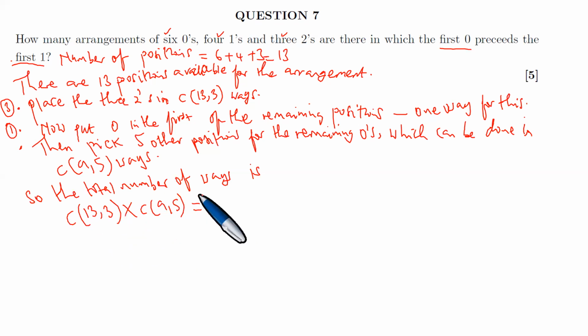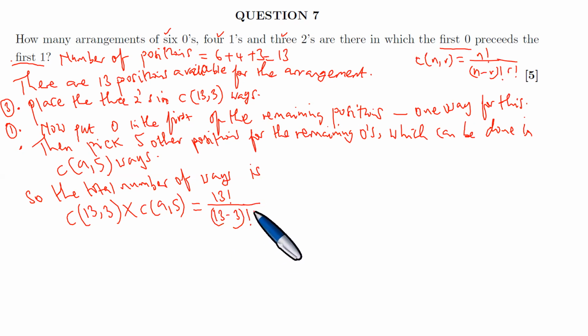Okay, 13 choose 3 would be 13 factorial over 13 minus 3, yeah. Just remember the combinatorial symbol: N choose R is N factorial over N minus R factorial times R factorial. So 13 minus 3, 3 factorial.